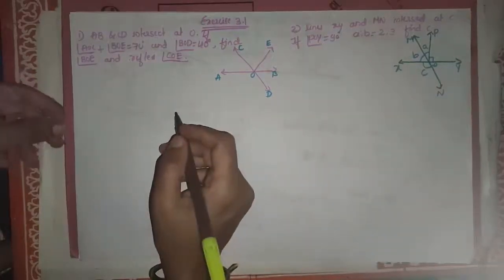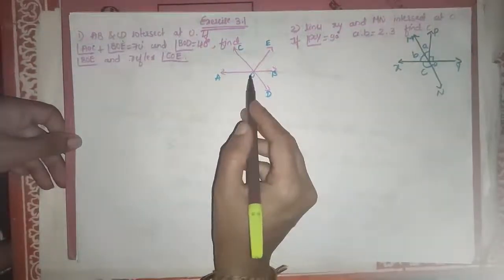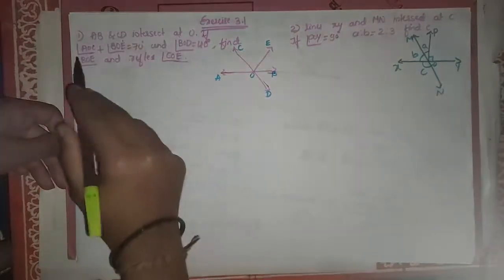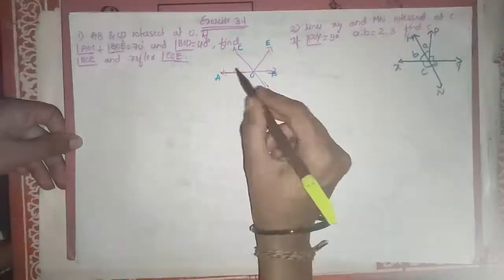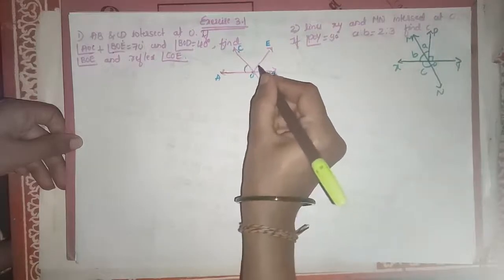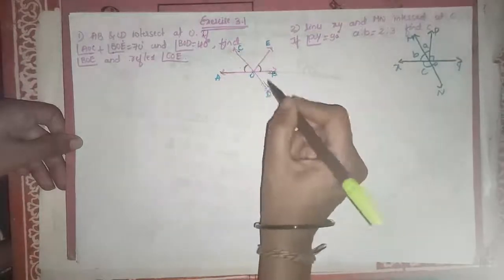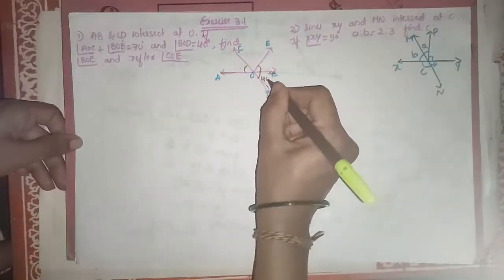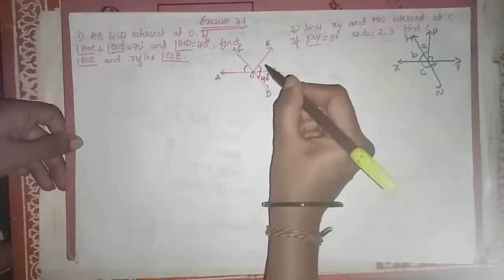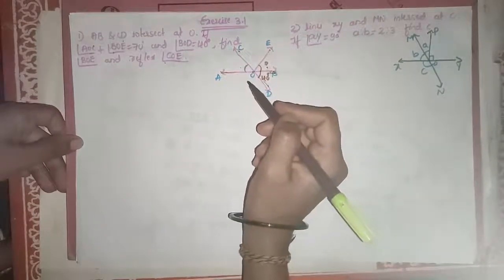So first exercise of lines and angles. In this, AB and CD intersect at O. Okay, here AB and CD intersect at O. If AOC plus BOE, these two angles, the sum of these two is 70 degrees. BOD is 40 degrees. Find BOE, we need to find out this one, and the reflex of COE. Okay, let's find out this one.